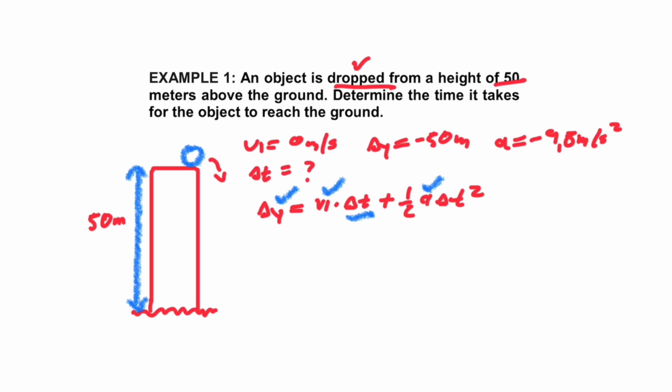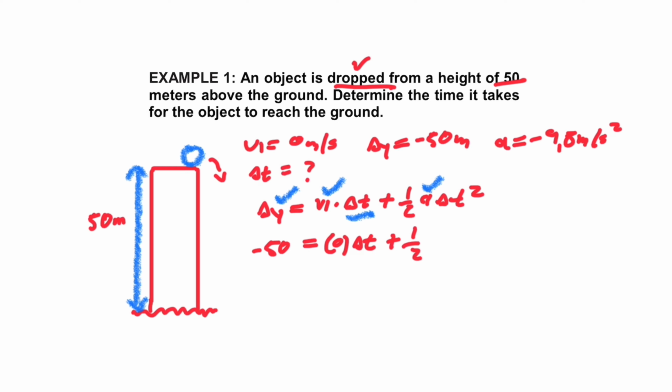That is how you choose a formula. You don't choose a formula first and then look for variables to substitute. No, it is the variables that lead you to the formula you need to use. So if we go ahead and substitute, the displacement or delta Y is minus 50 meters. So I'm going to have minus 50 equals Vi, the initial velocity, that is 0, like we've talked about, multiplied by the change in time. The change in time is our variable, it's what we're looking for.